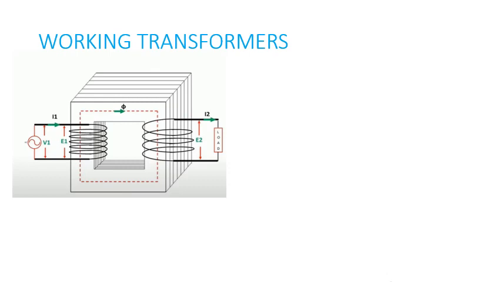If a load is connected across the secondary winding, the secondary induced EMF E2 will cause a current I2. I2 will flow through the load. Thus, a transformer enables us to transfer AC power from one circuit to another. It transfers electrical power from the primary circuit to the secondary circuit, with a change in voltage level or with a change in current level.